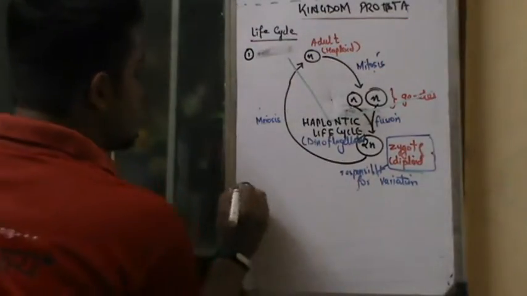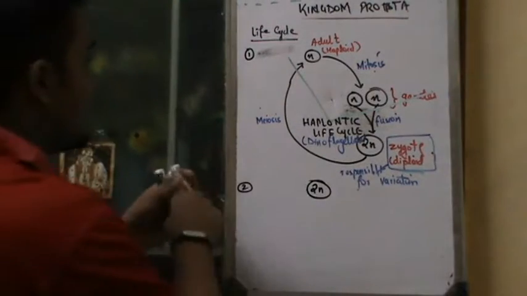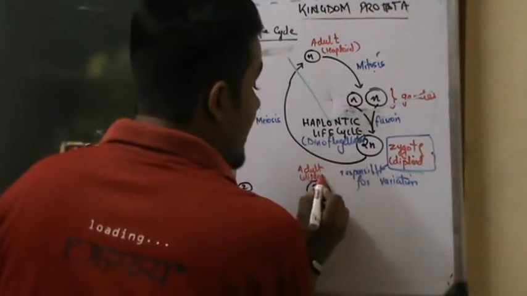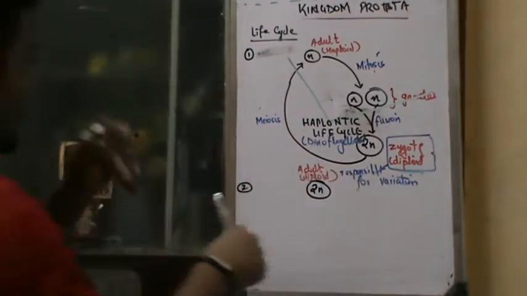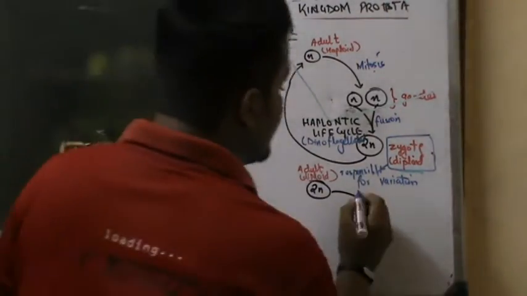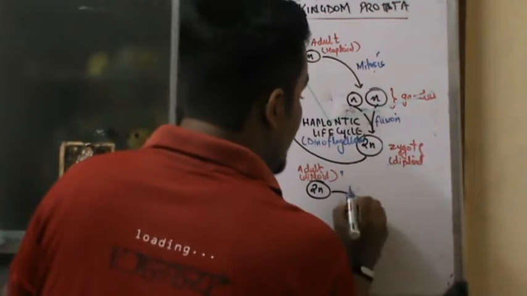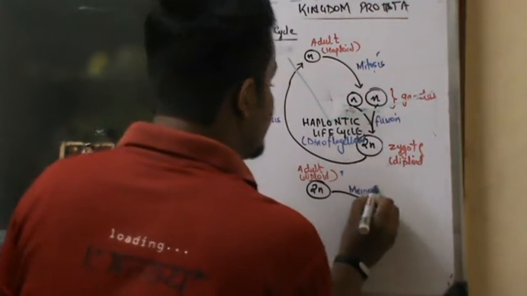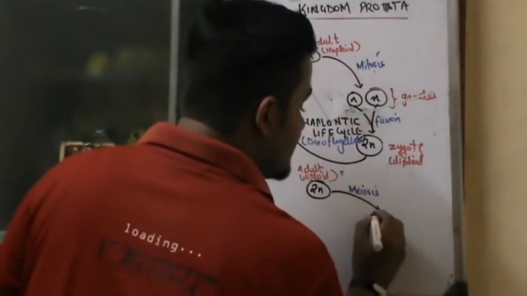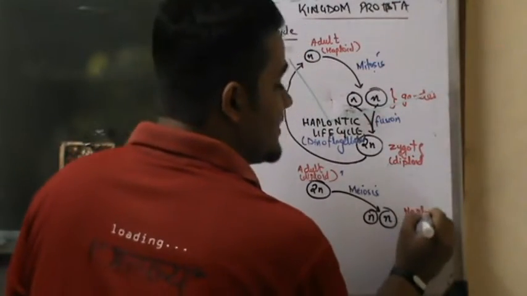If in the second case the organism or the adult is going to be diploid, then what will happen? Always remember, if the adult is diploid in nature, the very first step is going to be meiosis, not mitosis. Once the diploid adult undergoes meiosis, it is going to form haploid gametes.